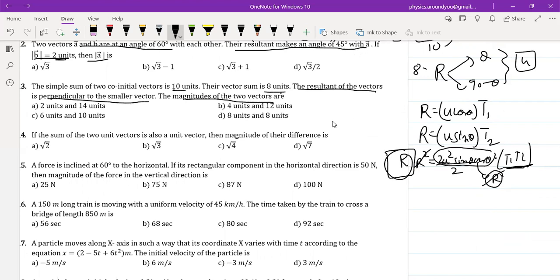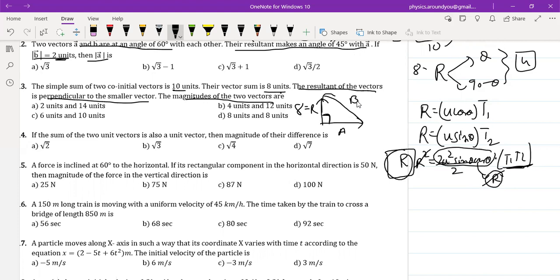So what we do is, let's say the two vectors are A and B. The resultant of the two would be this. The resultant is now perpendicular to one of the vectors, so it is a right angle triangle. And they are saying the vector sum is 8 units, so the magnitude of this perpendicular is 8 units. They are asking for the magnitudes of the two vectors, what is A and what is B.